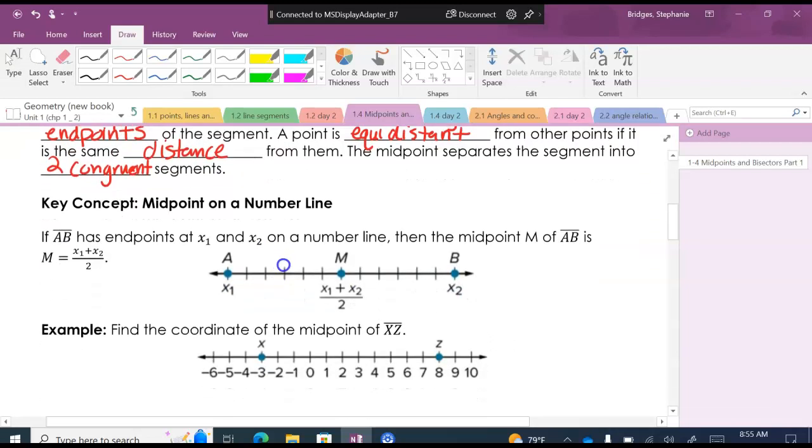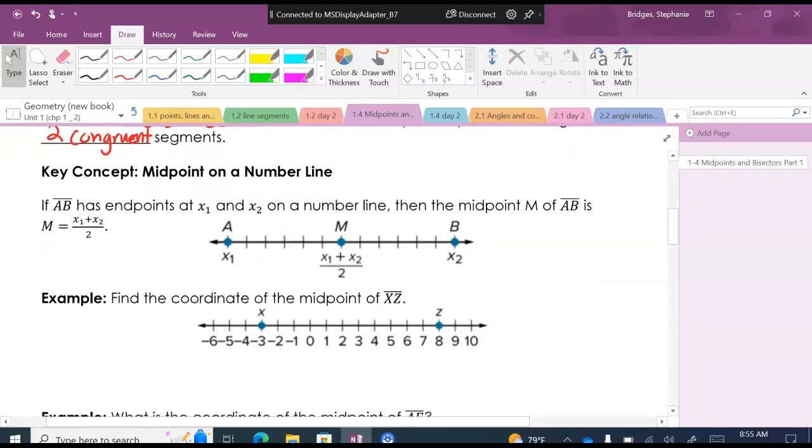All right. Now, let's take a look at this key concept here. There's nothing to fill in, but I want to talk about what it says. It says if segment AB has an endpoint, and they call it x sub 1, that's just a subscript to differentiate between the two variables, okay? And then it also has an endpoint of x sub 2 on a number line. So x sub 1 and x sub 2, those are my endpoints for segment AB. To find the midpoint of it, we find what's in the middle. We just take the average. You add those two points together, and you divide by 2. And that's what this little formula is right here.